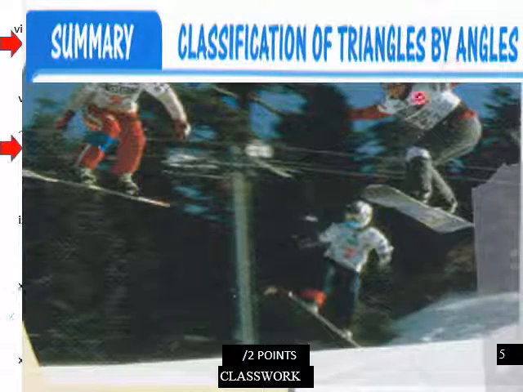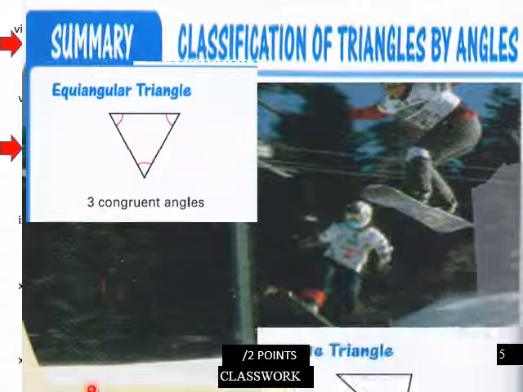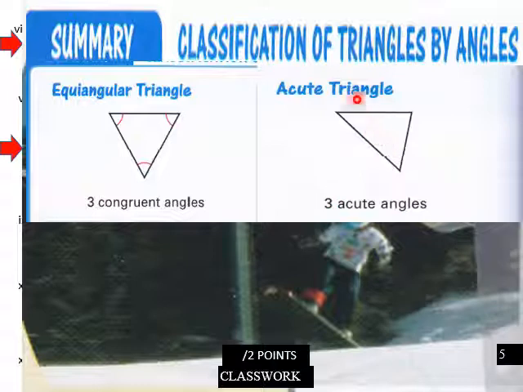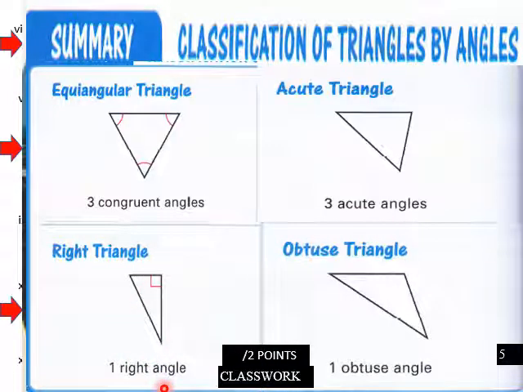Classification of triangles by angles. So now we're going to use angles here. 3 acute angles here, an acute triangle. And then a right triangle, we have 1 right angle here. And then an obtuse triangle, we have 1 obtuse angle here, which would be this angle here, more than 90 degrees.